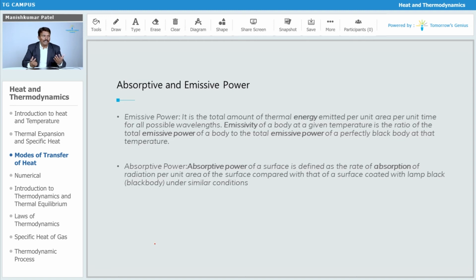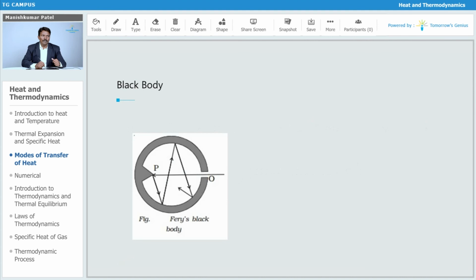So we are just going to compare the absorptive power of any body with respect to that of the black body, and you can easily calculate how much it can absorb as compared to the black body, and how much it can emit in comparison to the black body, which we are going to call the emissive power. So this is what we can say about emissive power and absorptive power.